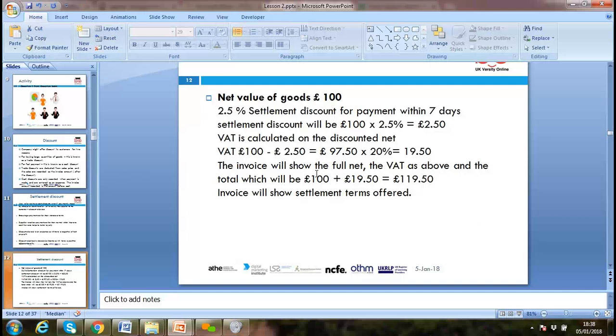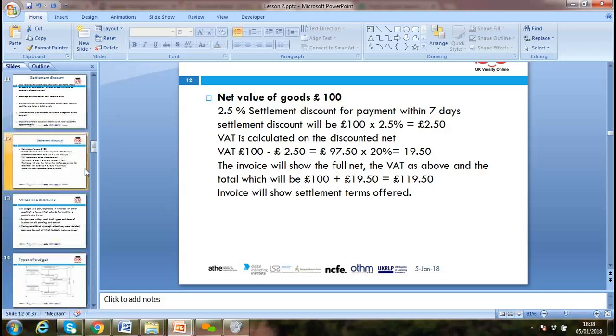It's 50 pence, but if you think about millions, trillions worth of goods, it's a huge income for HMRC or a loss for the business. So we need to think about it. Any questions? No. That's what is called a settlement discount.